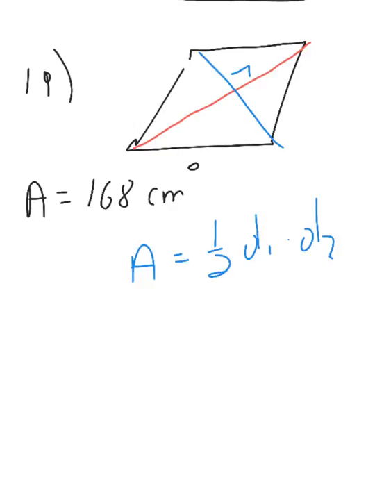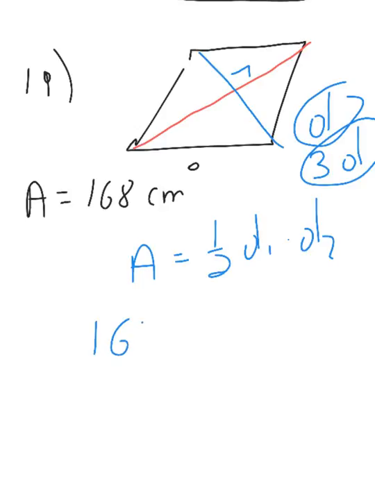So, if one of them is d, the other diagonal would be 3 times as long. So the other one will be 3d. So think about this. One of them is d, the other one is 3d. So let's substitute. 168 equals 1/2 times d times 3d.